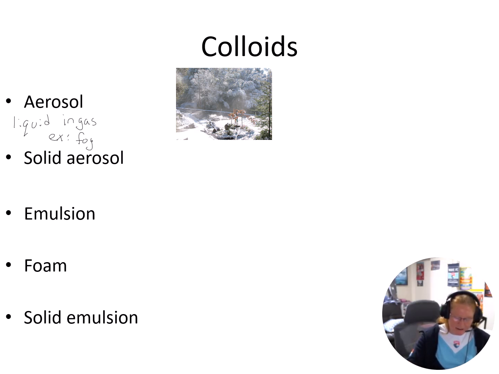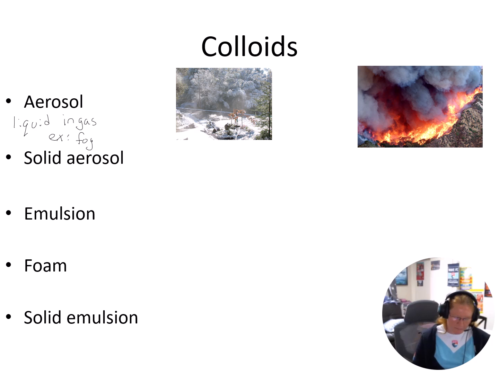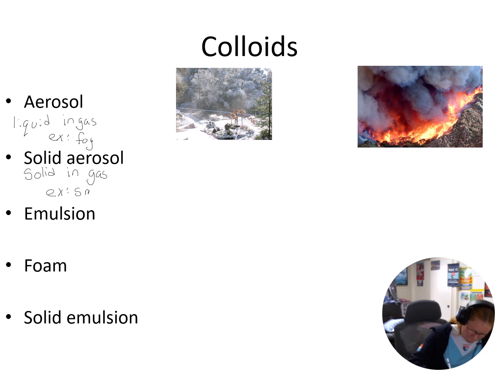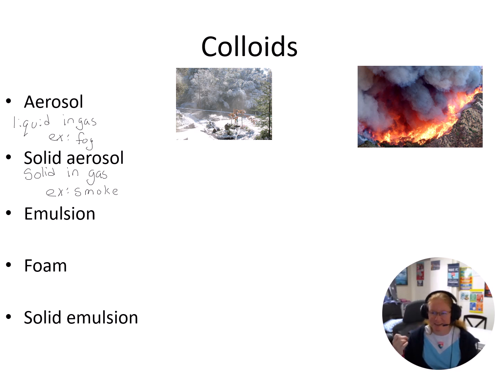A solid aerosol, an example is smoke. This is a solid suspended in a gas. Smoke has all sorts of little particles in it, and you can see that big black cloud there. It's not just gas that's the black. A lot of that black stuff is typically going to be all of the little particulate matter that gets burned up and then suspended in the air.